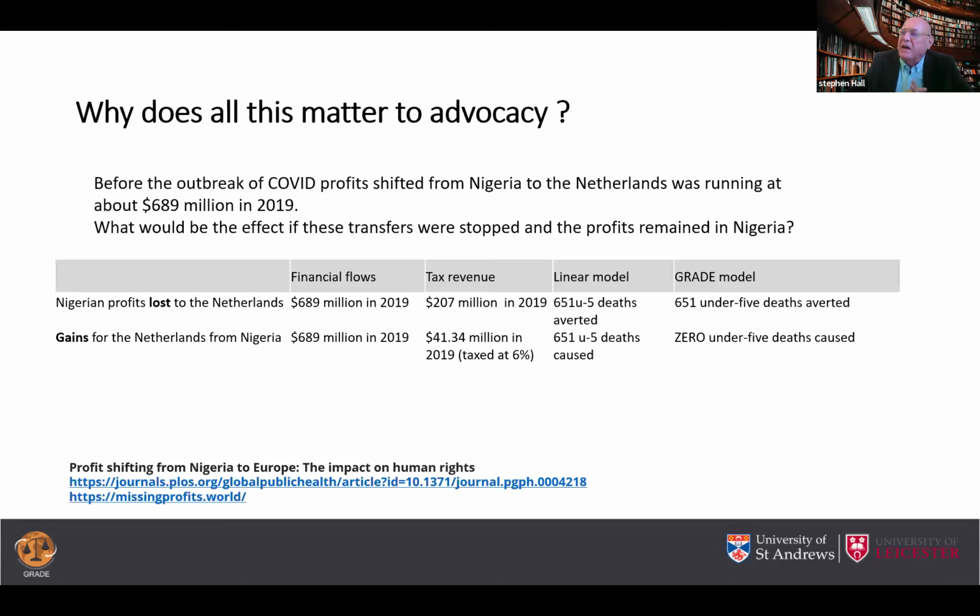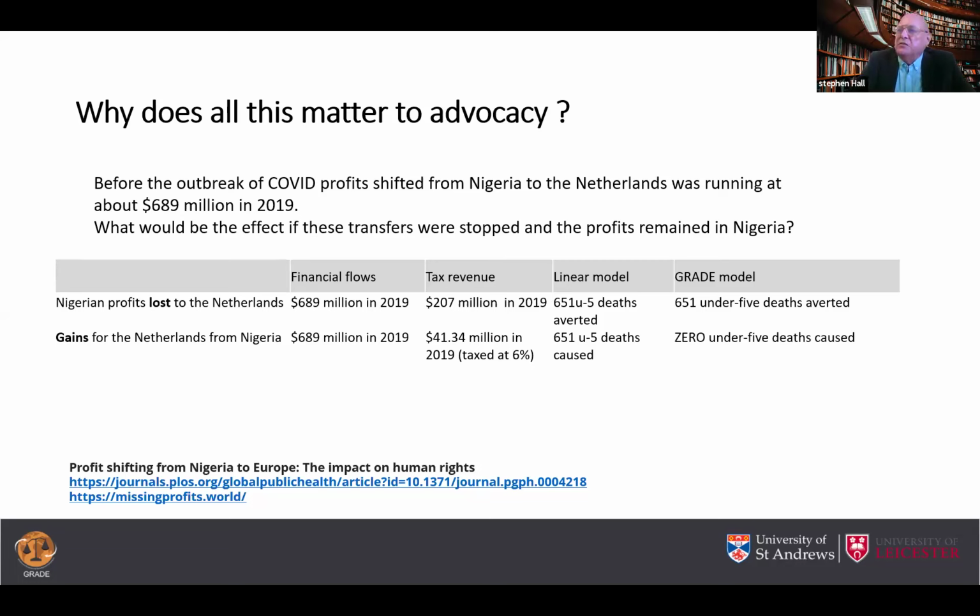Why does all this matter for advocacy? Well, this little table here is trying to make that clear. Before the outbreak of COVID, profits were being shifted from Nigeria to the Netherlands and running at around 689 million per year in 2019.